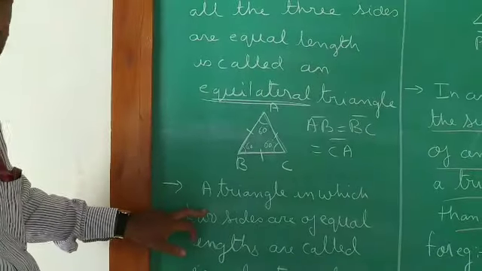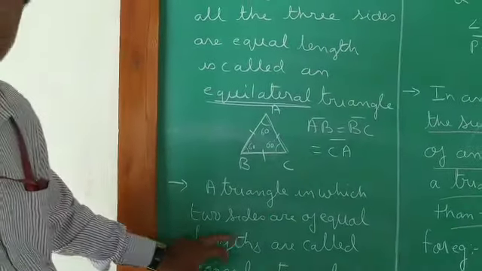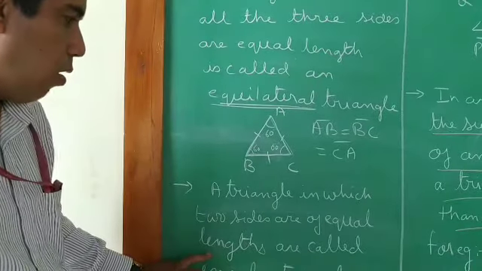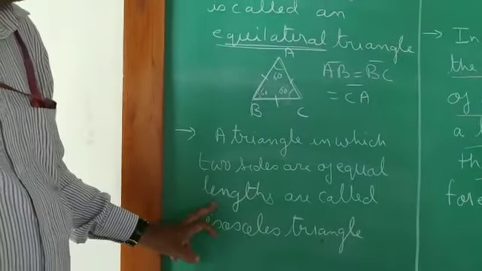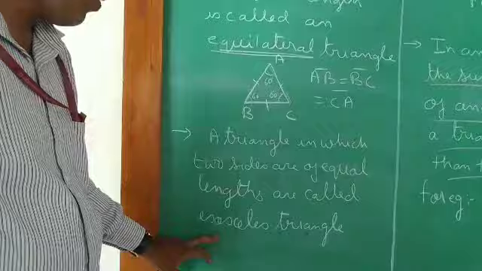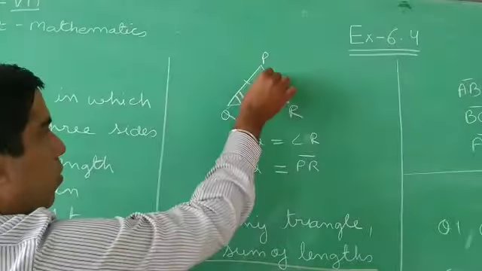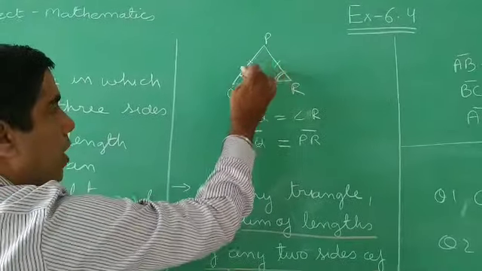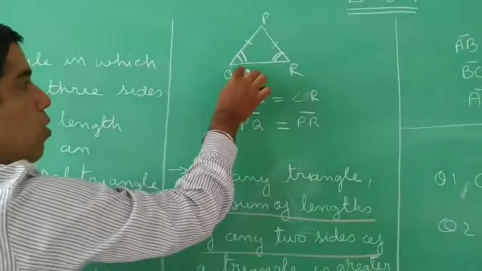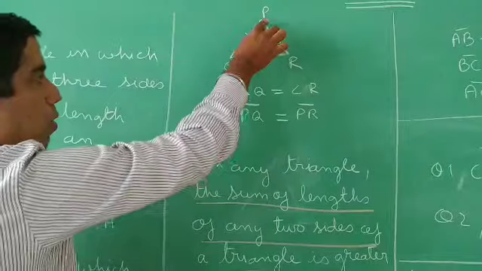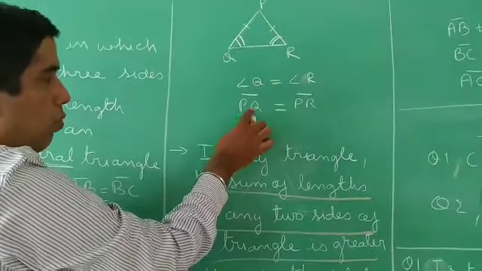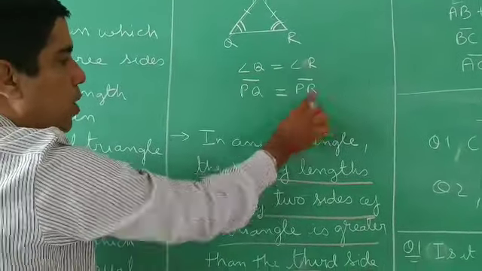Now, second, a triangle in which two sides are of equal length. These two sides are equal, and it is called an isosceles triangle. You can see I drew the triangle here. These two sides are equal, and the opposite angles will also be equal. So angle Q will be equal to angle R. The equal sides are PQ equal to PR.